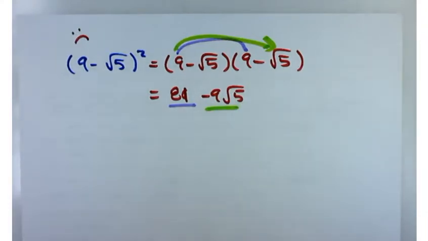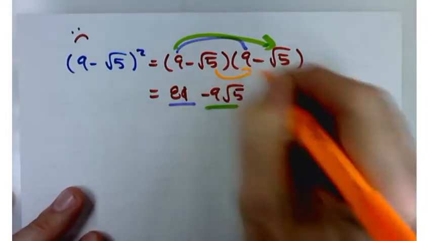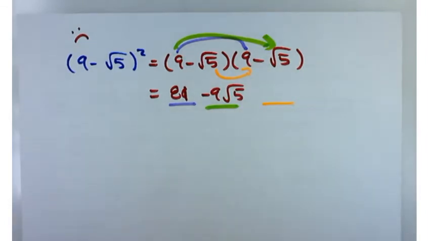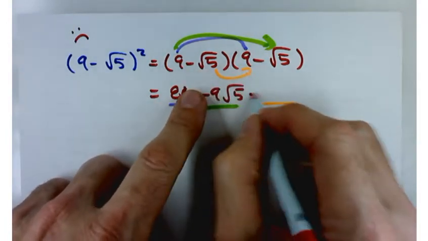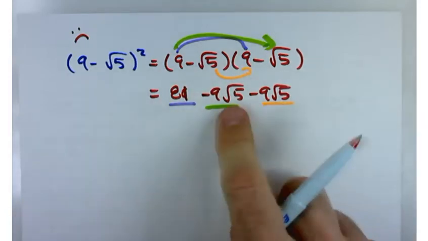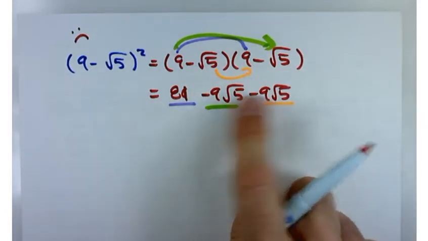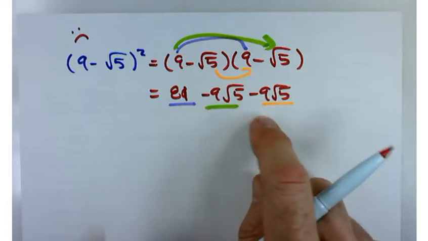And then let's keep going with the inside terms. So the inside terms would be these. What's the product of the inside terms going to give me? Negative 9 square root of 5. Again, you shouldn't be surprised to see that term twice. That's going to happen when you square out your binomials. Those middle two terms are going to be the same.